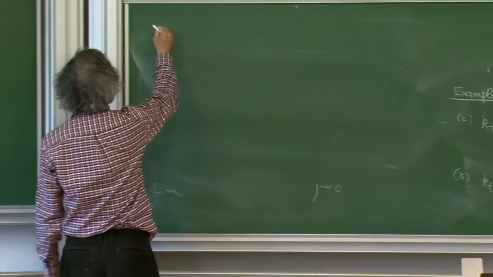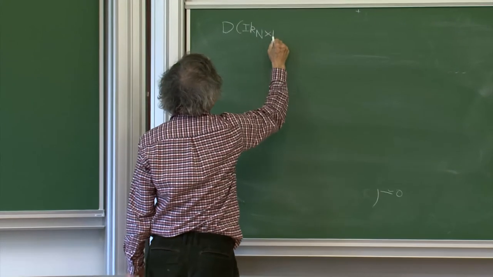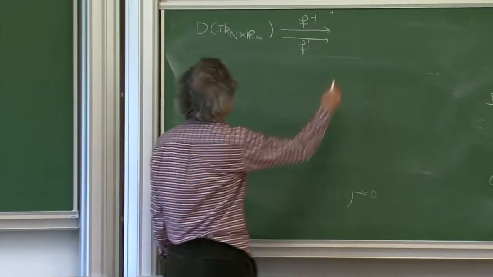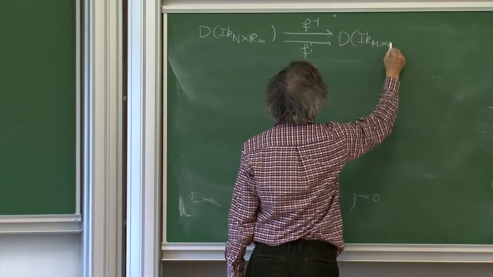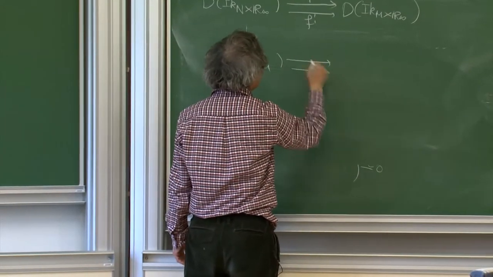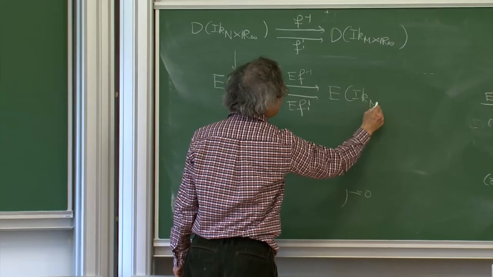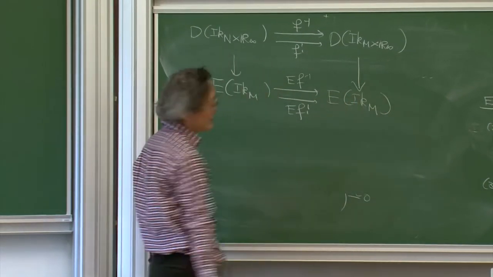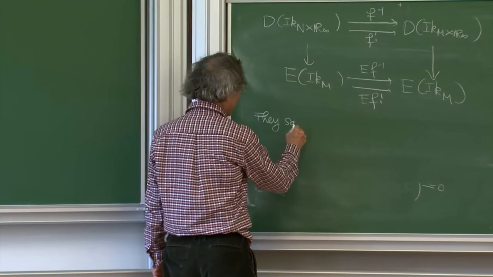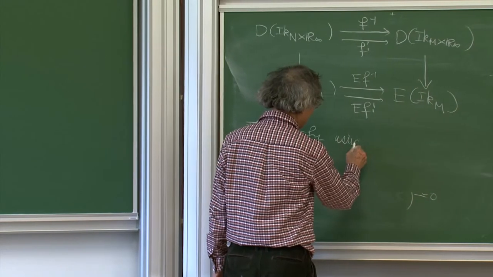Similarly, you have the inverse image also, D, I, K, N, infinity. So you have inverse image and upper shriek, and it factors also. And they satisfy the usual relations. I don't write them anymore, but the usual relations.